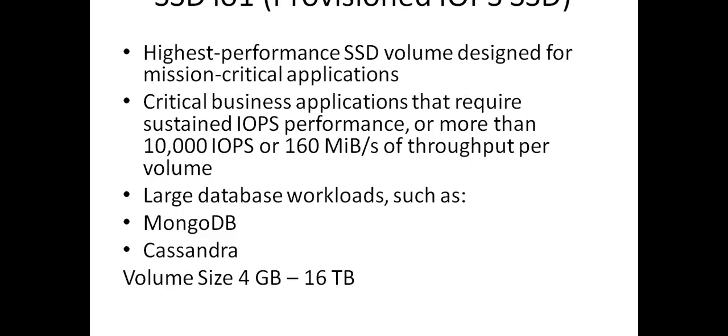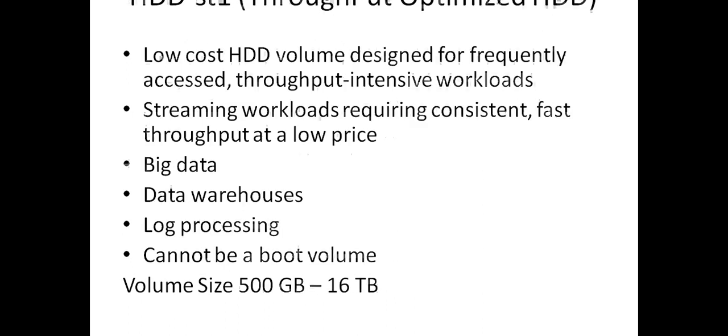Next is known as provisioned IOPS SSD. These are the highest performance SSD volumes designed for mission critical applications. Critical business applications that require sustained IOPS performance of more than 10,000 IOPS or 160 MB per second of throughput per volume. Larger database workloads such as MongoDB and Cassandra will be using it. The minimum volume size is 4 GB, maximum is 16 TB.